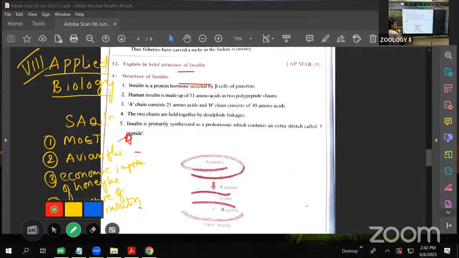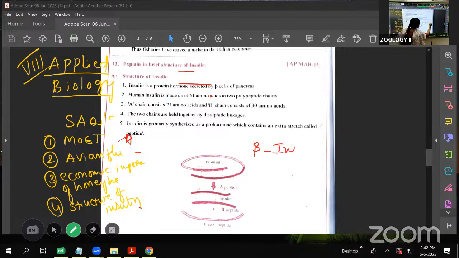Insulin is mainly helpful. Where is it produced? In the B cells of the pancreas. The pancreas is present below the stomach. The pancreas is a mixed gland. In the center, the islets of Langerhans are present. Inside them, beta cells are present. These beta cells produce the insulin hormone.